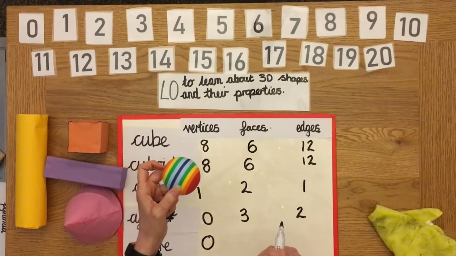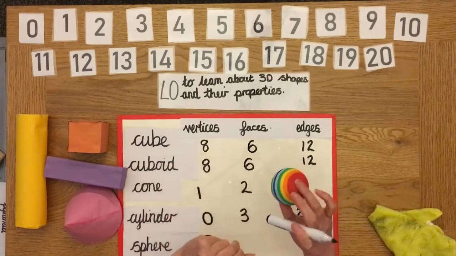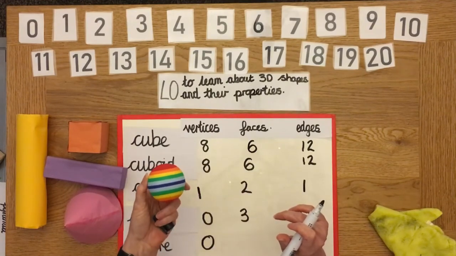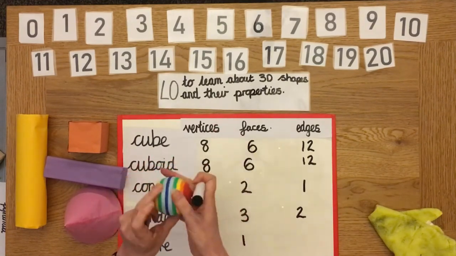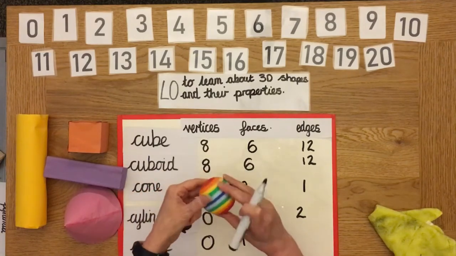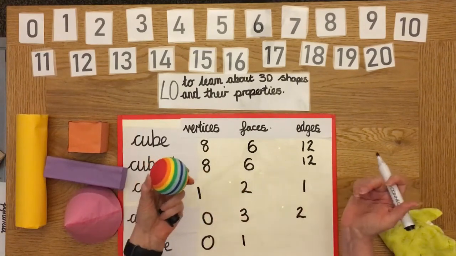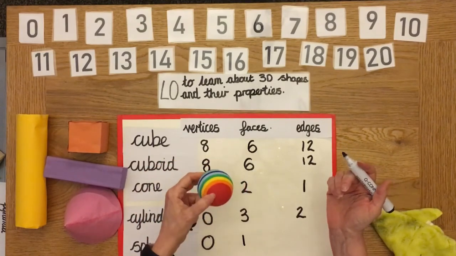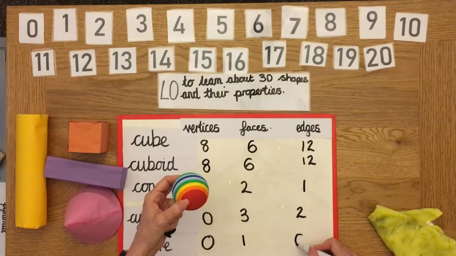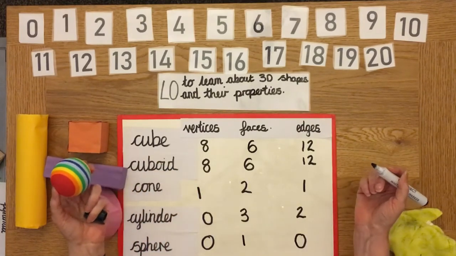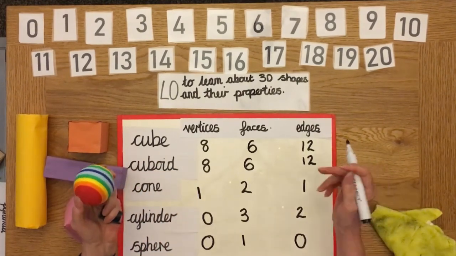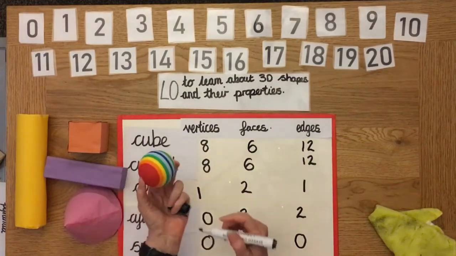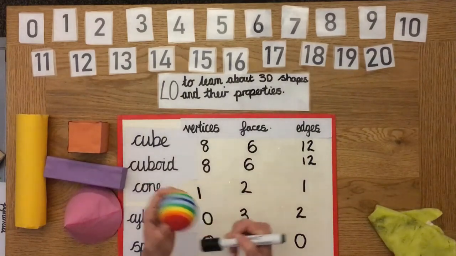What about faces? Can you see any faces on the sphere? Yes, there's one. Goes all the way around. It covers the whole of the sphere. What about edges? Can you see any edges? Oh, brilliant. No edges. So we have learned the properties of 1, 2, 3, 4, 5 of our 3D shapes. That's fantastic. Well done, everybody.